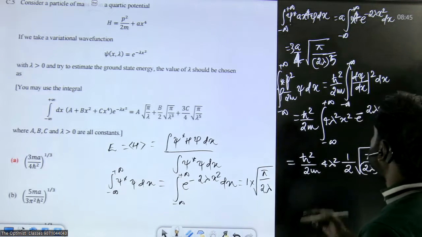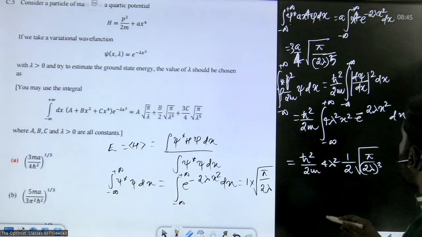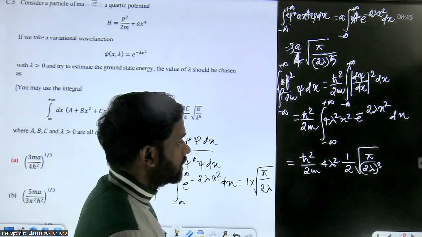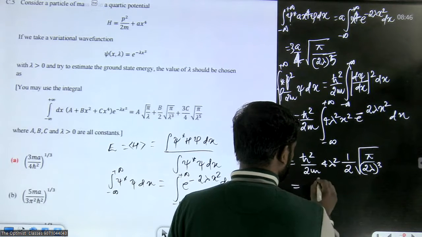So there was a slight mistake here. There was x power 4, and that got noticed because we were getting x square here. All right, so let's cancel the common terms. See, 4 cancels out.